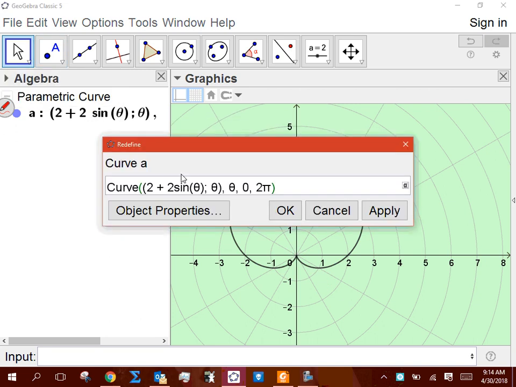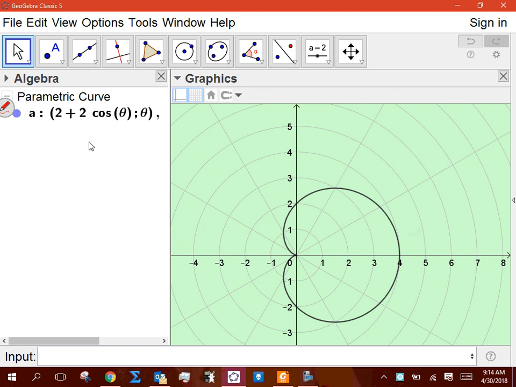The only thing that happens when I change the sine to a cosine, 2 plus 2 cosine theta, is that now it's going to be symmetric about the x-axis instead of the y-axis. A lot of the curves that we deal with, if it's got a cosine on it, it's usually going to be somehow impacted by the x-axis. And if it has a sine on it, there's going to be some relationship with the y-axis. So that is a cardioid.